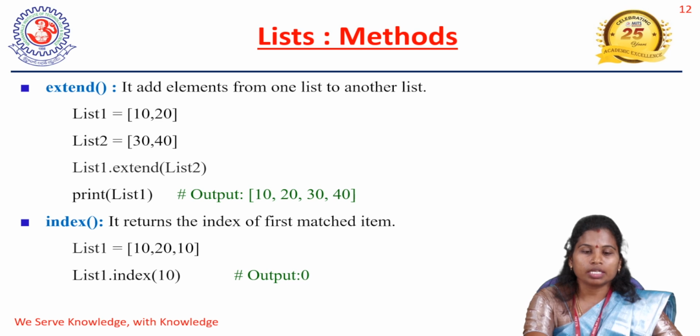Now coming to the index. It returns the index of the first matched element. In my example, list1 contains 10, 20, 10. Here 10 is repeated two times. But the index function returns the position of the first matched element. So 10 is at position 0, 20 is at position 1, and again 10 is at position 2. But it will return the position of the first matched element, that is position 0. So it will return 0 in the output.